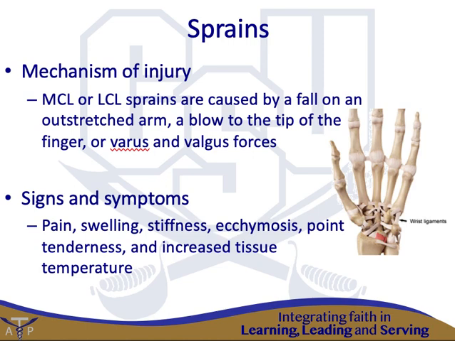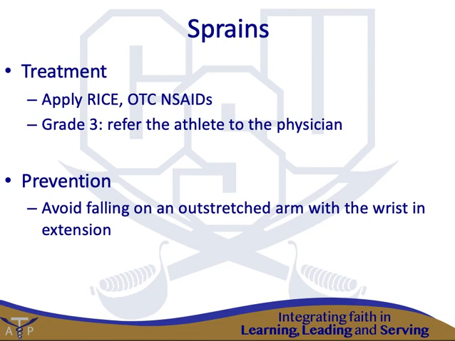Signs and symptoms are very similar to what we talked about before: pain, swelling, stiffness, signs of inflammation in that area. For treatment, we want to apply the RICE principle. We can also take over-the-counter NSAIDs to reduce pain and inflammation. Once the signs and symptoms have subsided, the athlete can slowly progress to active range of motion and strengthening activities. If it is a grade 3 sprain, we may want to refer them to a physician just to have them looked at to make sure that there's no fracture in the area.